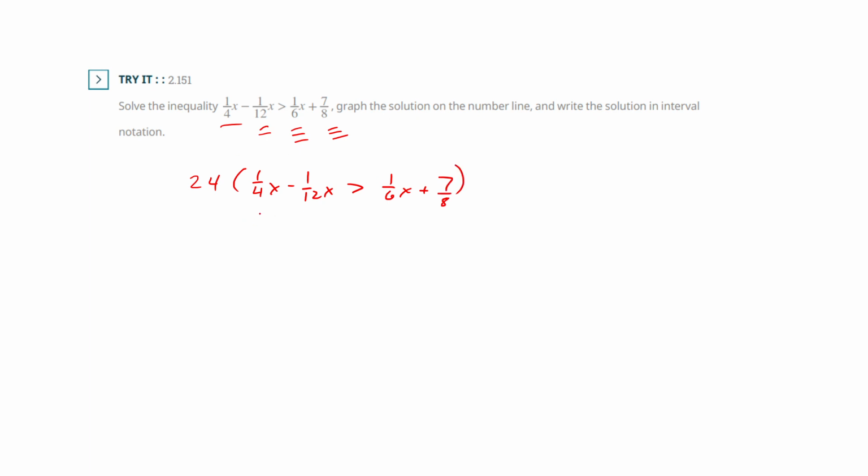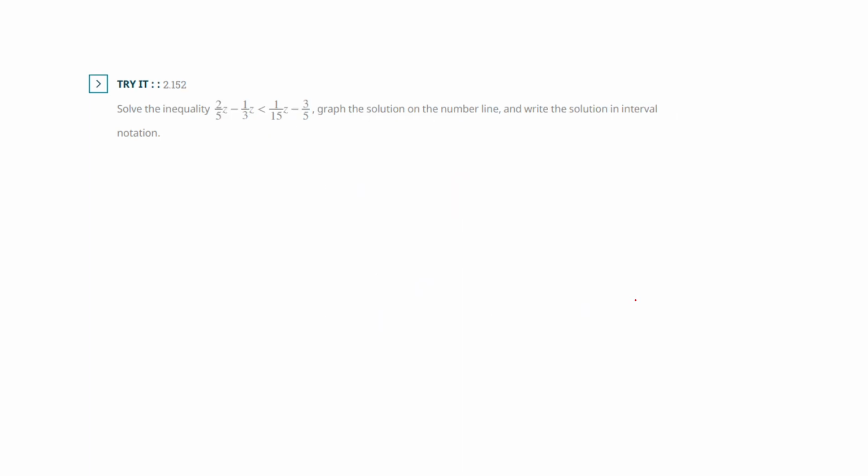Every group. Okay, so I'm going to get 6x minus 2x, and I'm going to get 4x. Now 8 and 24 cancel down to be 3. 3 times 7 is 21. So I've got 4x is greater than 4x plus 21. Okay, now get the x's back together because the rooms are clean. I'm going to have 0 is greater than 21, which is not true. So there's no solution. And nothing I can do in interval notation.